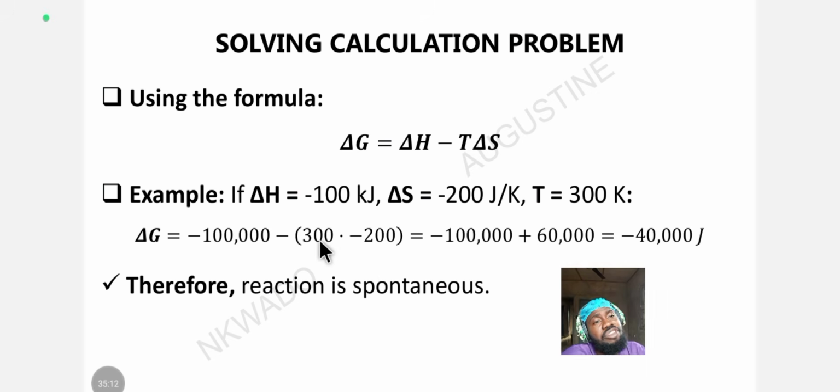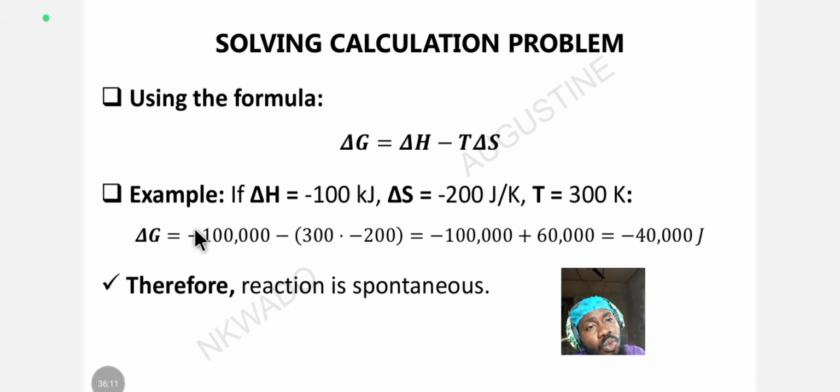Remember that we are going to multiply our temperature by our change in entropy. So to solve these brackets, we are not going to do it three ways. That's why I always say that you have to take my lectures, not just read the notes. There are things you might not understand. So we are going to multiply 300 by 200. It's going to give you a figure without a minus. You are going to use what you get from here: minus 100,000 minus what you have here. That's going to give you your final answer. The answer will be negative.